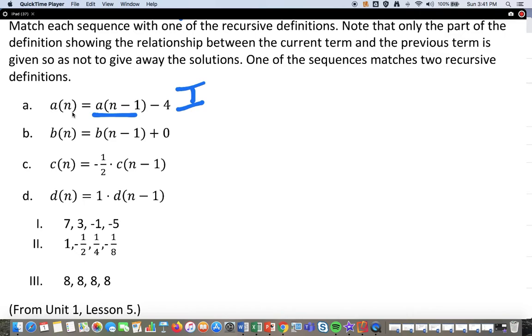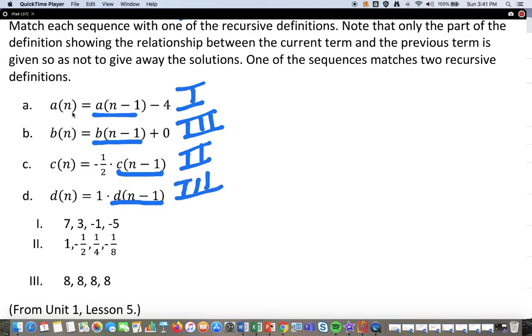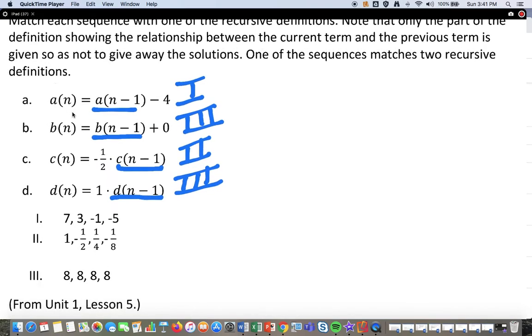Letter B, it says take the previous term and add 0. That looks like it could be number 3 down there, 8, 8, 8. We're just adding 0 each time. Letter C says take the previous term and multiply it by negative 1/2. I would say that would be the second sequence down there. And then the fourth definition says take the previous term and multiply by 1. So that would fit for number 3 also, the one that goes 8, 8, 8. So that one had 2 rules that would apply.